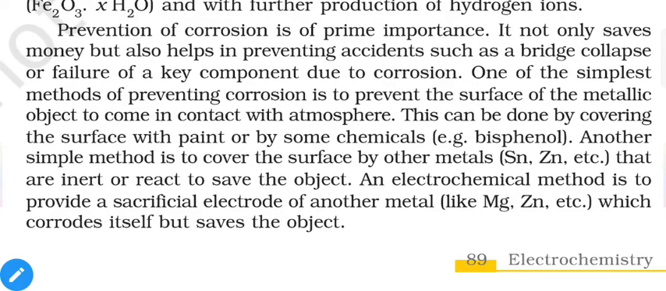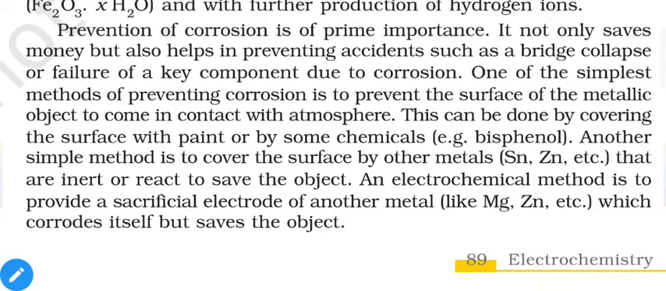One of the simplest methods to prevent corrosion is to keep the surface of the metallic object from coming in contact with the atmosphere. We can do it by coating them with paints and red oxides. This can be done by covering the surface with paint or some chemicals, for example bisphenol. Another simple method is to cover the surface with another more reactive metal, such as Sn, Zn, etc., that react first to save the object. That means they won't allow our actual metal to react until they are consumed.